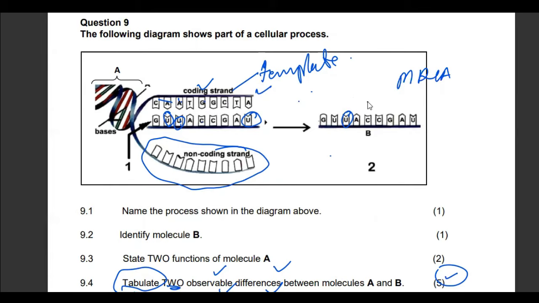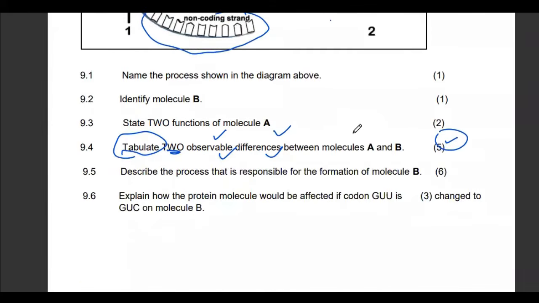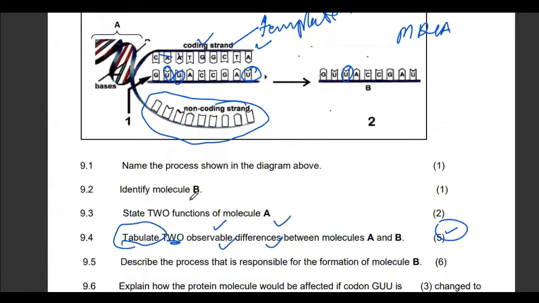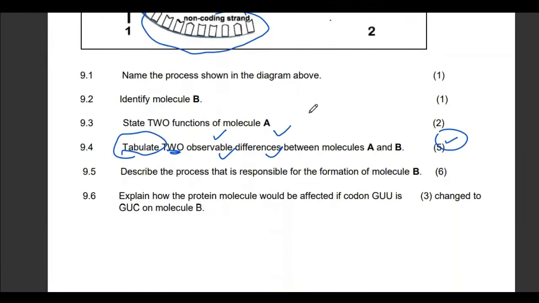Please don't try to skip steps, because it's a process. One step leads to the other. If you start with what is at the bottom, you lose marks because the sequence is not the same. You cannot start with the last step and end with the first step. You have to start with the first step and end with the last. So molecule B, we said it is messenger RNA. Name the process: it is transcription.